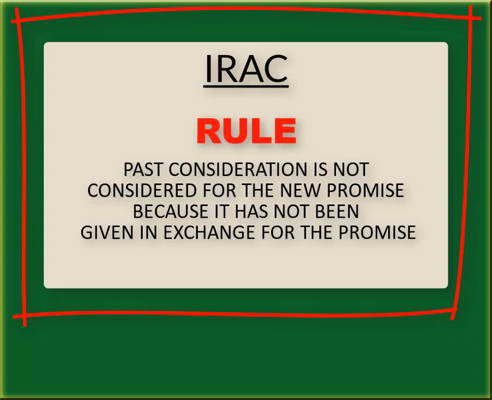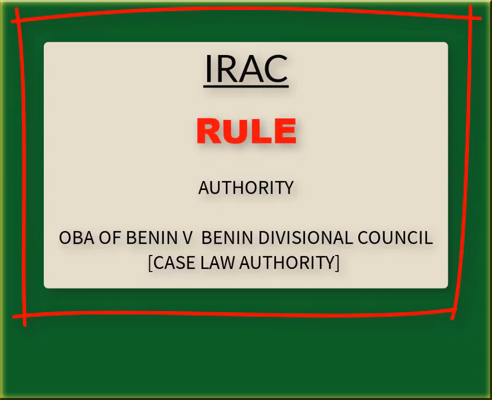The rule here is, according to the Black's Law Dictionary, 9th edition, past consideration can be defined as an act done or a promise given by a promisee before making a promise sought to be enforced. Past consideration is not considered for the new promise because it has not been given in exchange for this promise. Then you can also supply an authority.